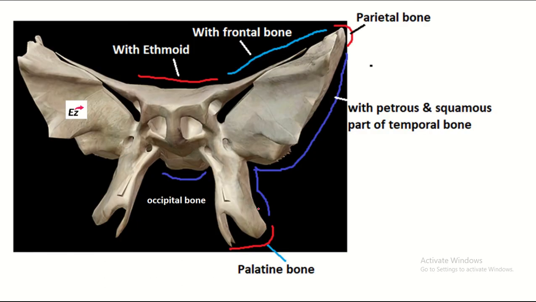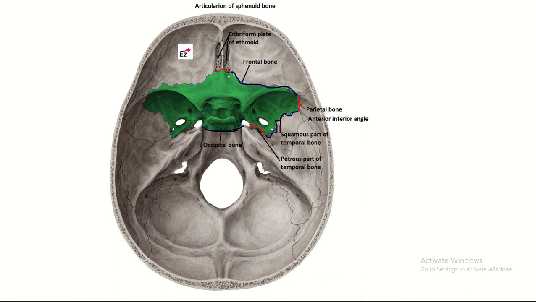The articulation of the sphenoid with other bones of the skull. This part articulates with the ethmoid. This is the frontal bone, here the parietal bone, here the petrous and squamous parts of the temporal bone, this is the palatine bone, this is the occipital bone. Here it articulates with the cribriform plate of the ethmoid, then frontal bone, then parietal bone, then squamous part of the temporal bone, petrous part of the temporal bone, occipital bone.